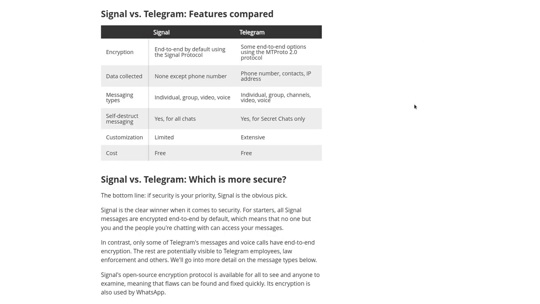So let's take a look now at Telegram and compare its data collection to Signal's. So when you sign up to Telegram, they collect your phone number, okay, same as Signal, but they're also collecting your contacts and they're collecting your IP address. Telegram also only uses end-to-end encryption on secret chats. Everything else is going to use server-side encryption.